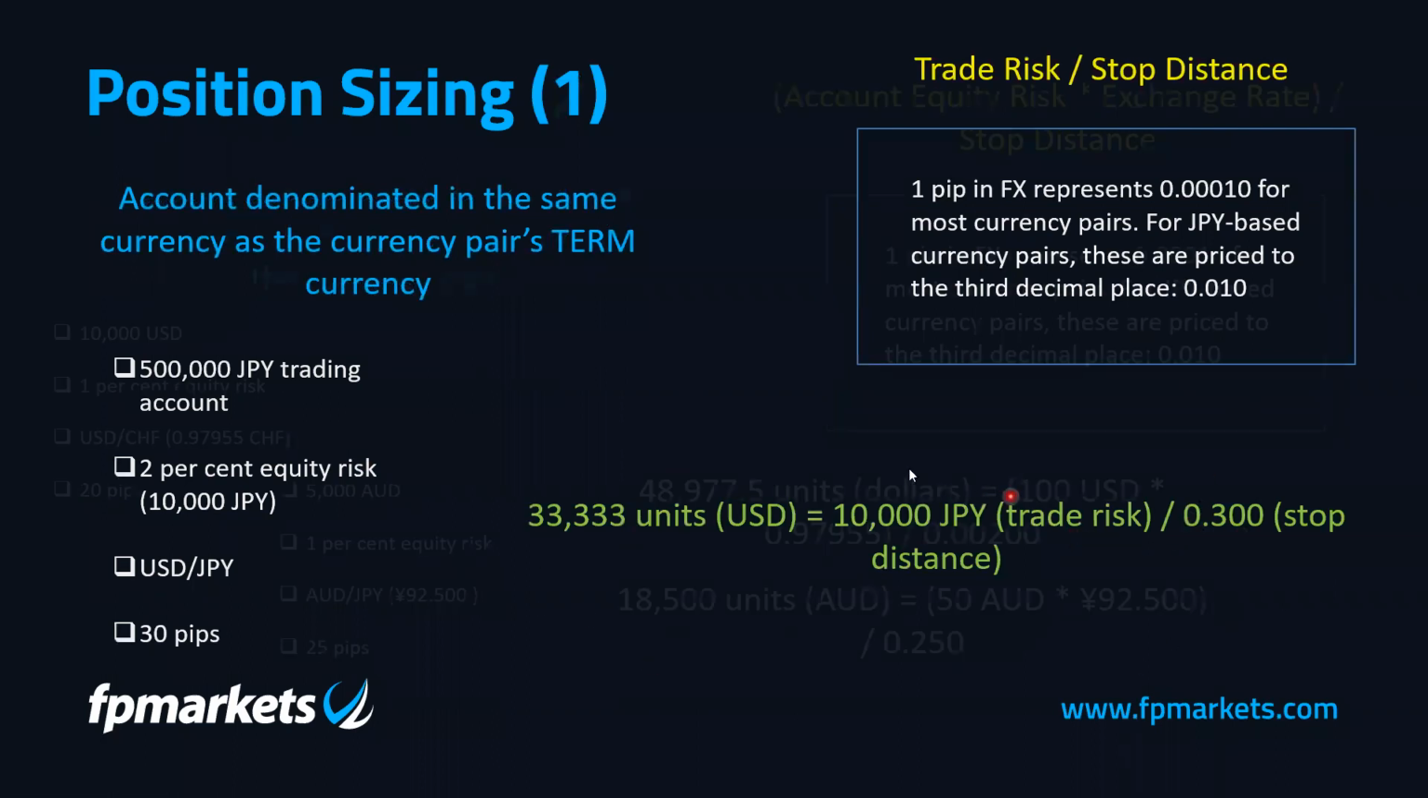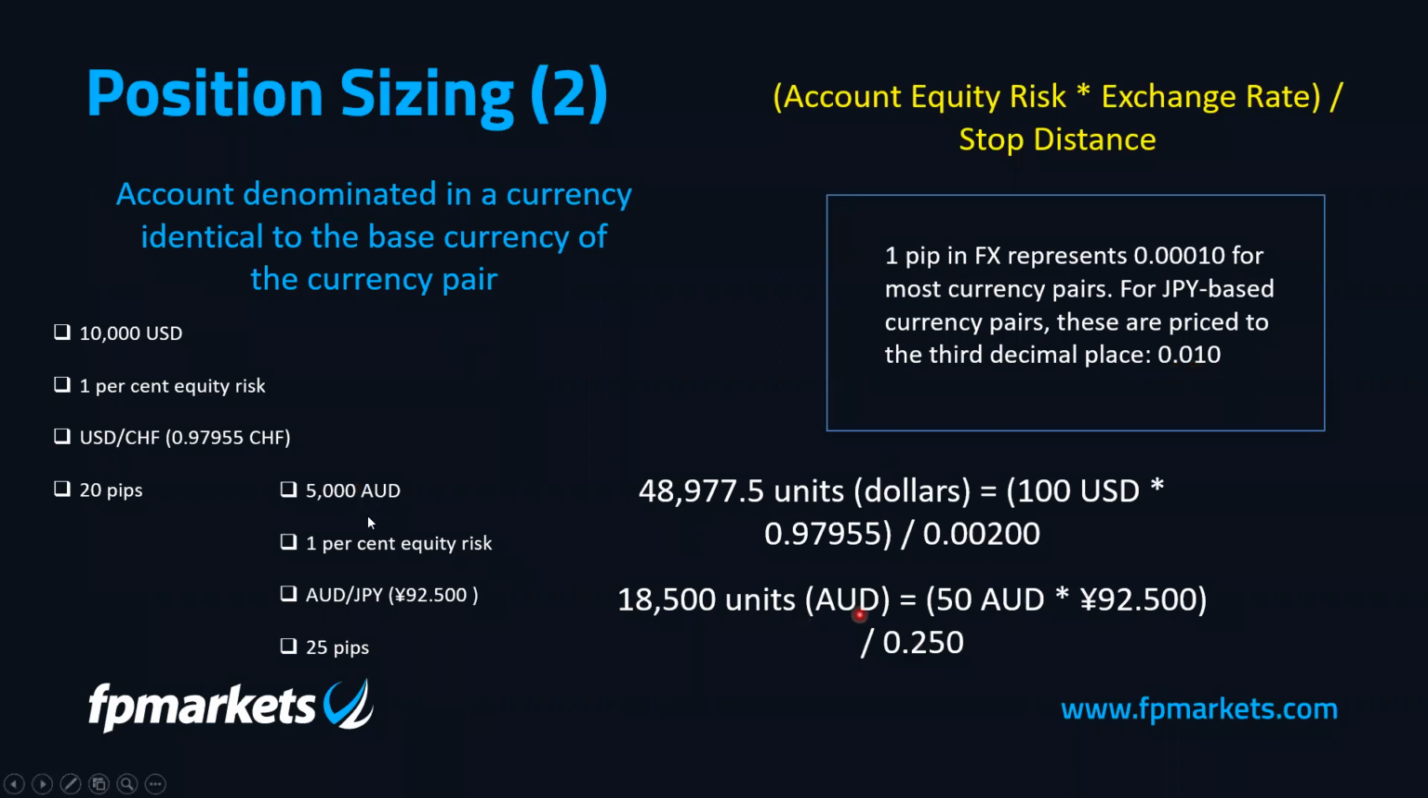So let's go over another example where we're using the Japanese yen. Okay, so in this case, let's look at this example here. We have an account of 5,000 Aussie dollars. Our account, again, is 1% equity risk. So we're risking 50 Aussie dollars. And the currency pair we're trading is the Aussie-Japanese yen. And currently, the Aussie-Japanese yen trades at 92.500.